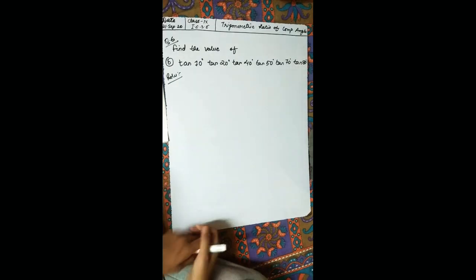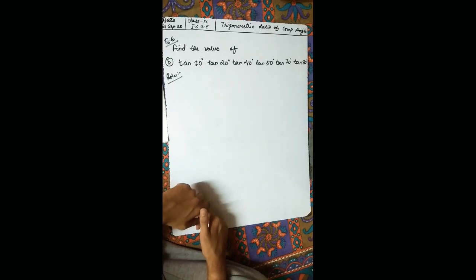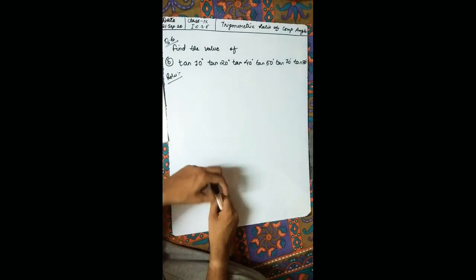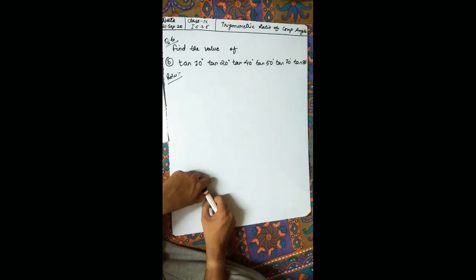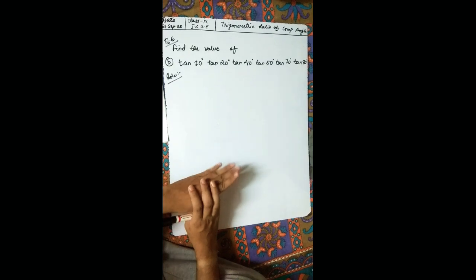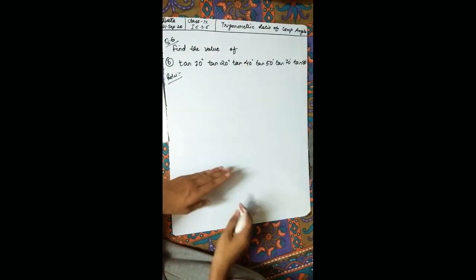So good morning, my dear students. As we were doing the last chapter of trigonometry, that is trigonometric ratio of complementary angles, and we have done up to question number 5. So I hope you all are remembering the basic things of trigonometry. Alright, so keeping in mind all the things, let us start with the 6th question.